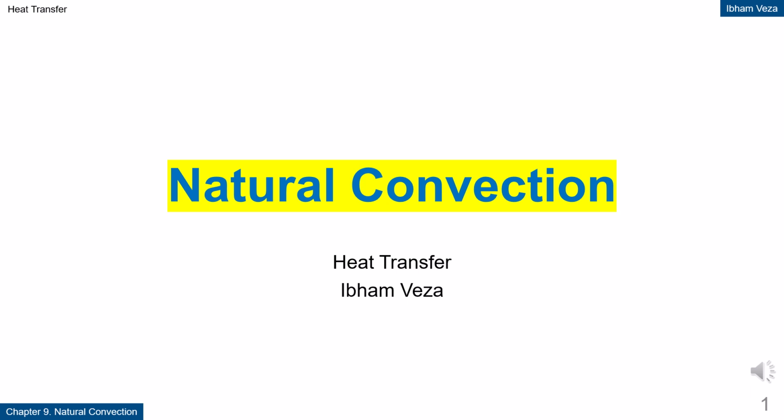Natural convection. This topic discusses heat transfer that occurs due to fluid motion caused by density differences resulting from temperature differences. The main mechanism is buoyancy force, which appears when the fluid is heated and becomes lighter. This phenomenon is commonly observed in daily life, such as cooling of hot objects in air. Natural convection does not require fans or pumps to drive the flow. Understanding this concept is essential as a foundation for analyzing passive heat transfer systems.